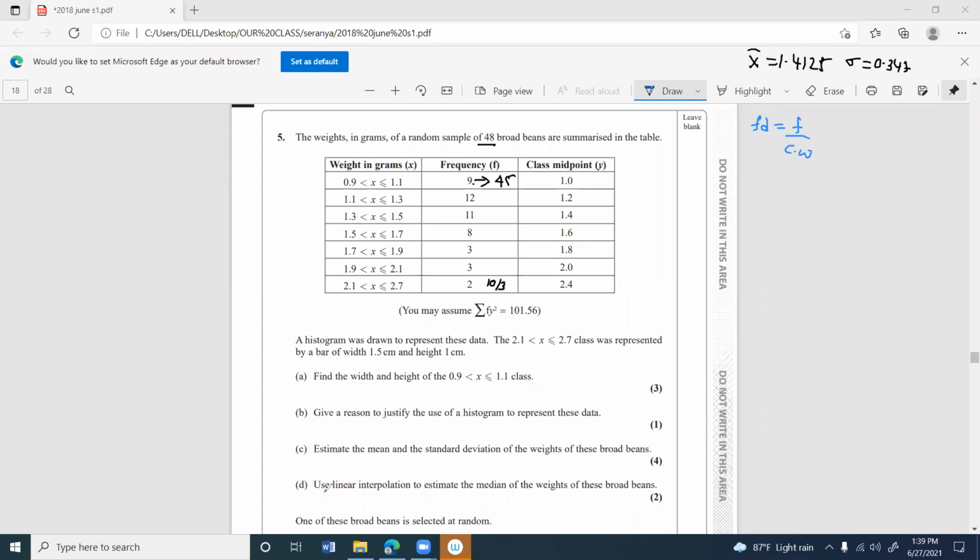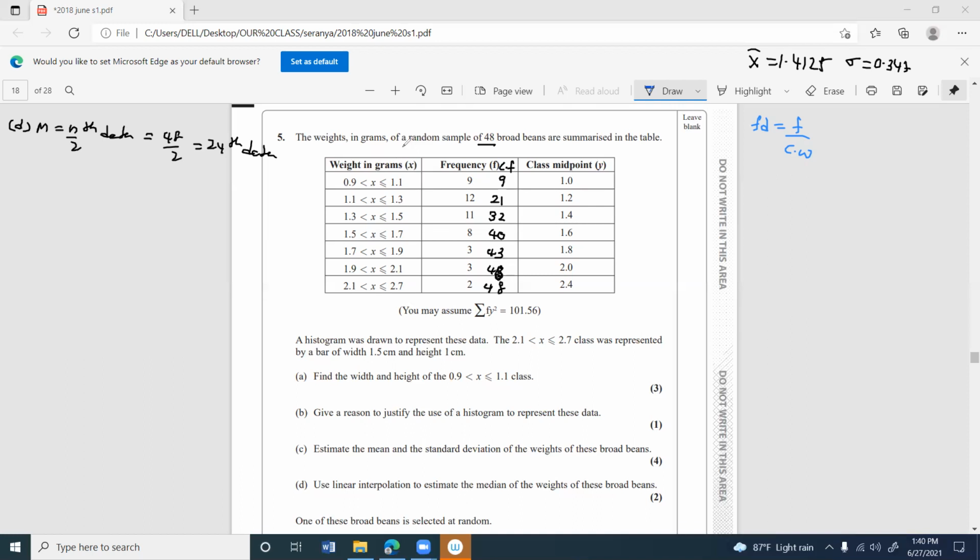The next question is to use linear interpolation to estimate the median weight. To find the median, the median is the n divided by 2th data. N is 48, divided by 2 is the 24th data. Now we have to check which category the 24th data falls into. To find it, we need to make another column called the cumulative frequency. You get 9, 9 plus 12 is 21, 21 plus 11 is 32, 40, 45, 46 and 48.